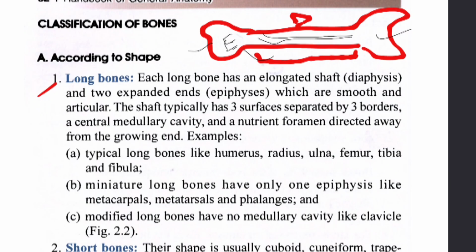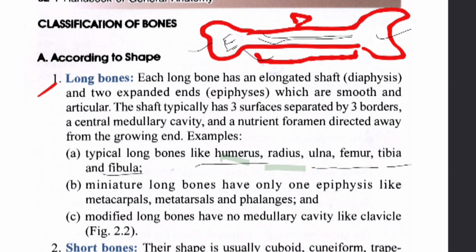So if we talk about examples of the long bone, we have the humerus. You know the humerus? It is where the shoulder joint is formed, the bone of the upper arm. Then there are the radius, the ulna, the femur, tibia and fibula, like the bones of the hands and legs. These are examples of long bones.